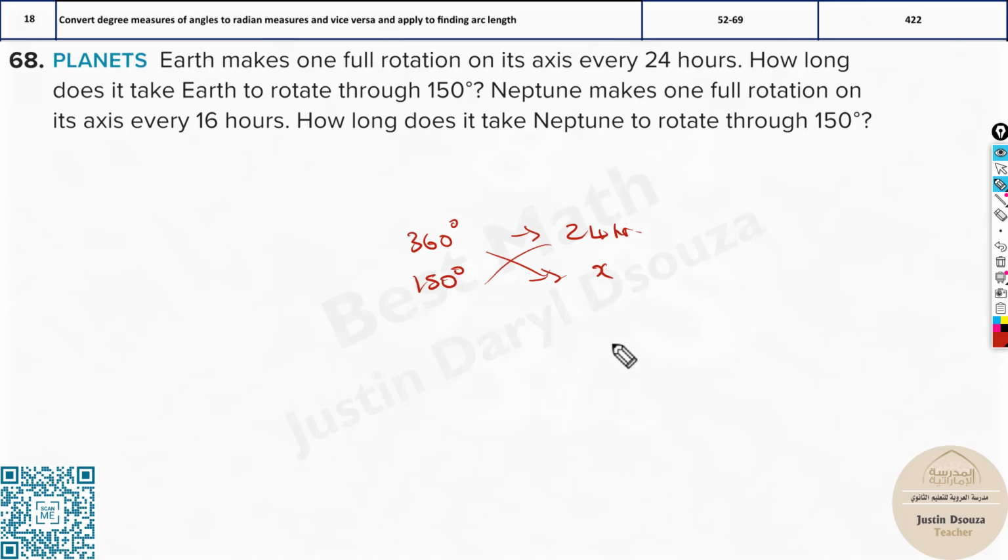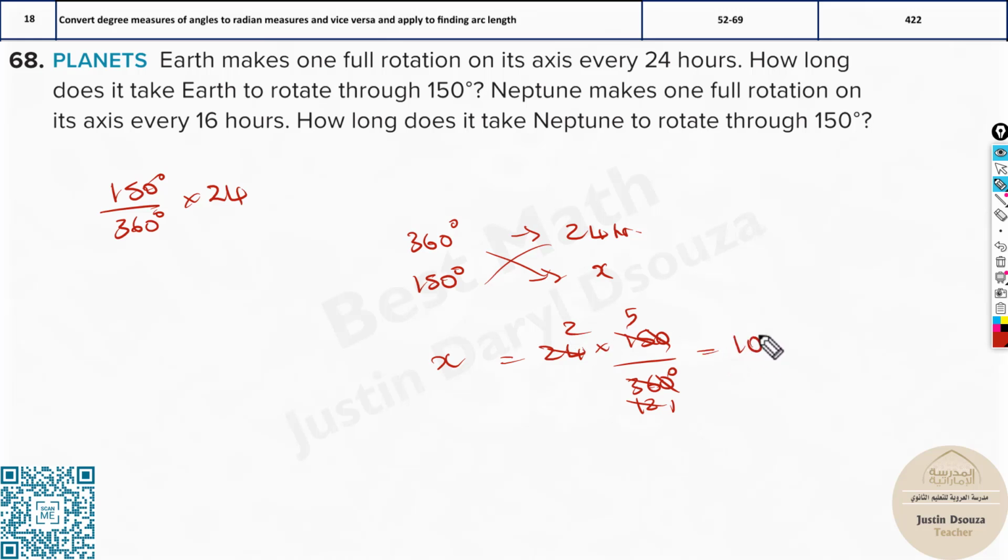Just do cross multiplication rather than any other things. You just take the x to the other side. It will be 24 multiplied by 150 divided by 360. Or you can also understand it this way: 150 degrees out of 360, multiplied by 24 hours. This is also the same, but cross multiplication is much better. You will get the answer here. So it is 10. So 10 hours would be 150 degrees. For the Earth, in 10 hours, you will get 150 degrees.